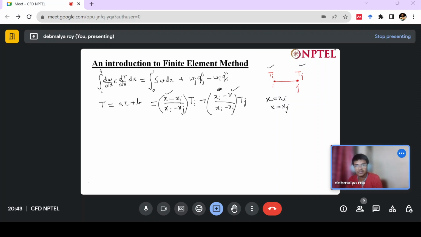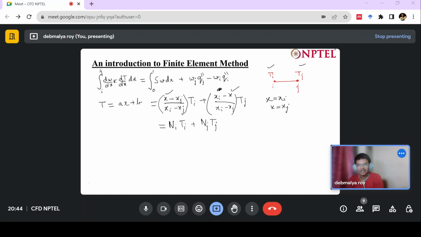This is a linear expression. So we can also write this as Ni Ti plus Nj Tj. This is an alternative way to write this. Here you can see x is contained within this N. So these N expressions have this x, and we have to keep this in mind. These are functions of x, not constants.